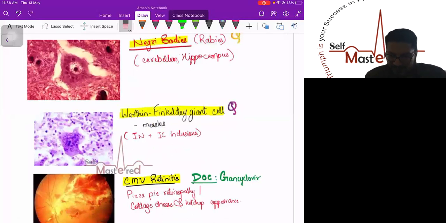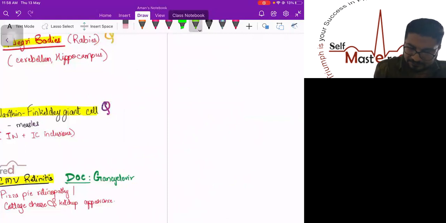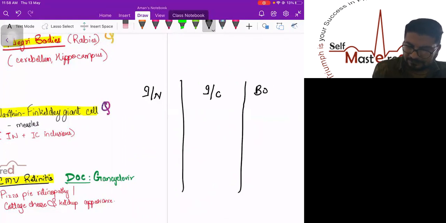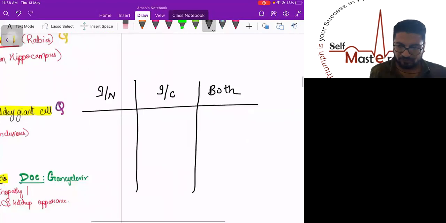Sometimes they ask a question like, is this Warthin-Finkeldey? Warthin-Finkeldey has both intranuclear as well as intracytoplasmic inclusion bodies. So here sometimes they ask which is intranuclear, which is intracytoplasmic inclusion body, and which is both. This is the revision. I am using some short tricks here because I want to summarize the whole topic in a short time span. So the answer for both is clear in front of you.